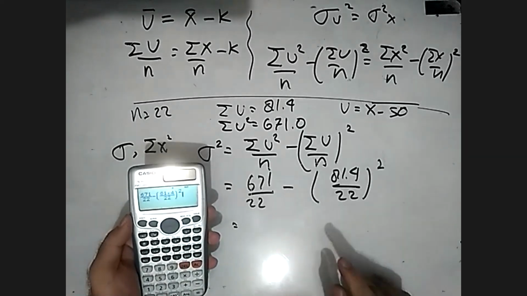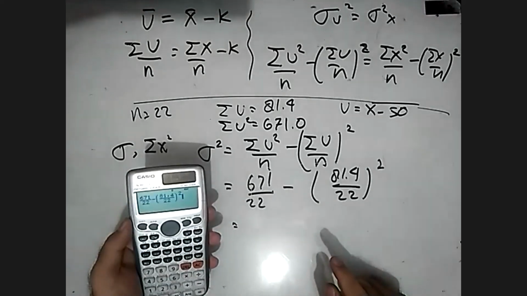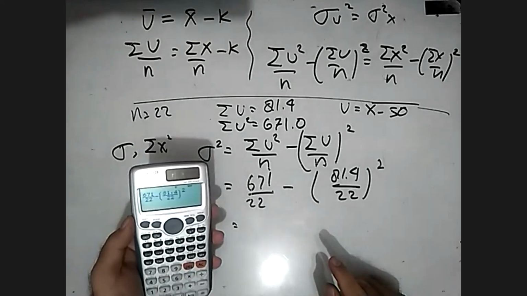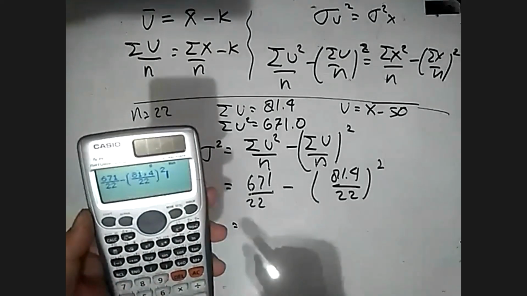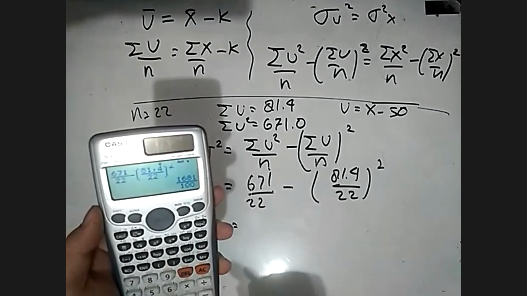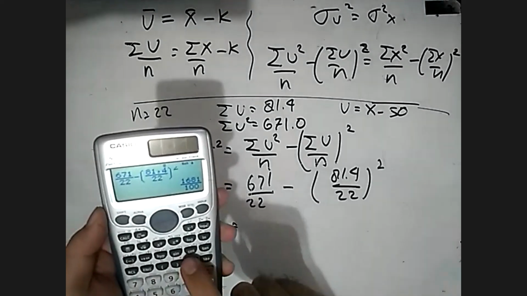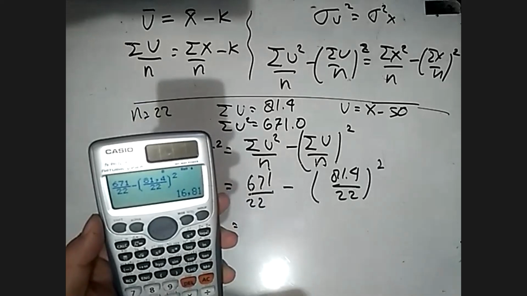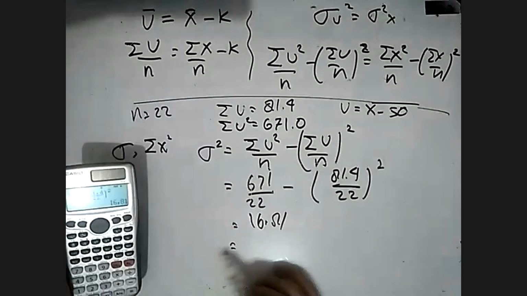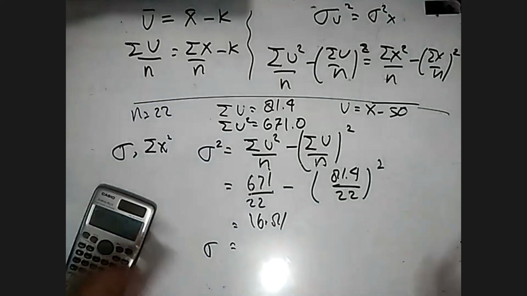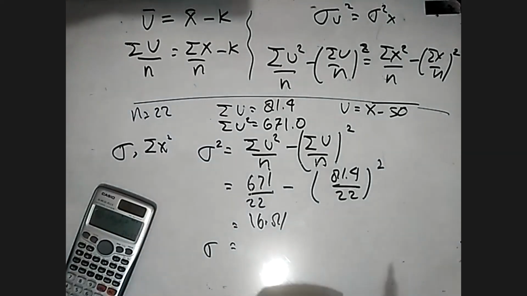Can you see my calculator? Okay, good. Now, if you can program it correctly, just put equal and you get a number here: 16.81. Okay, now finding sigma. Be careful, they're asking for sigma, not sigma squared. It means the square root of 16.81. Okay, what is it?